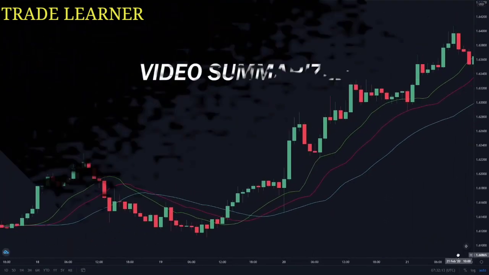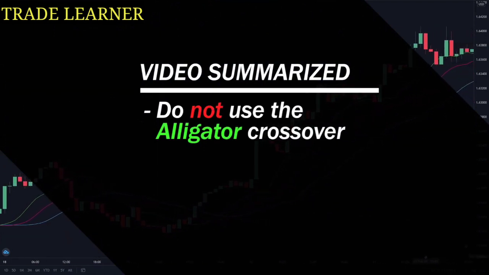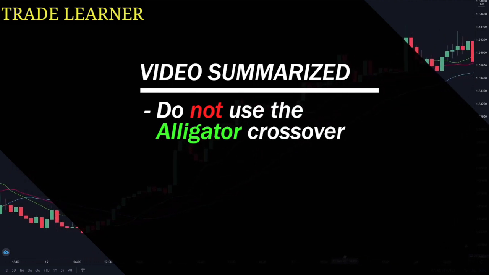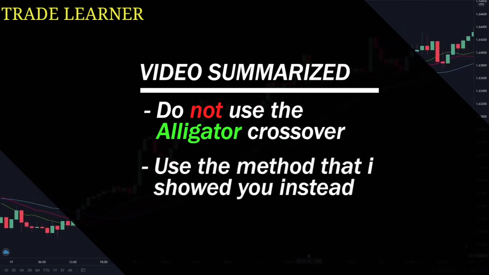So to summarize the video, do not use the alligator for the crossover strategy if you want to make money, because it's a very late signal. Instead, use the method that I just showed you.